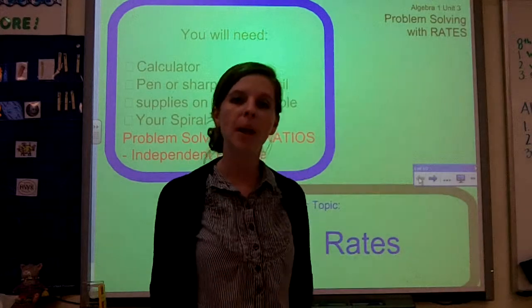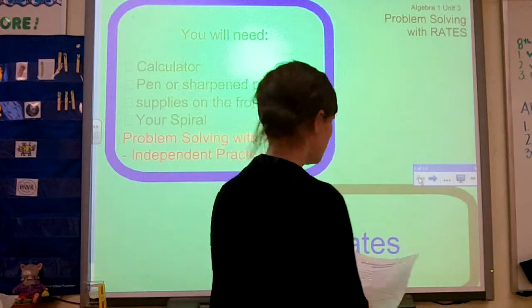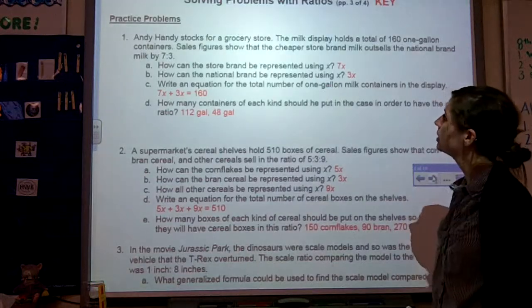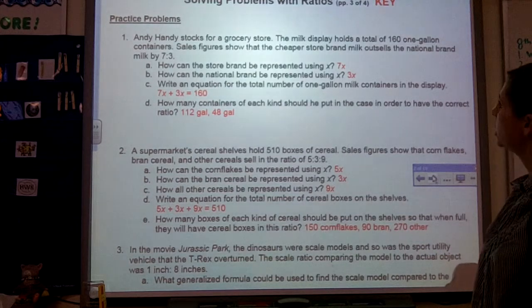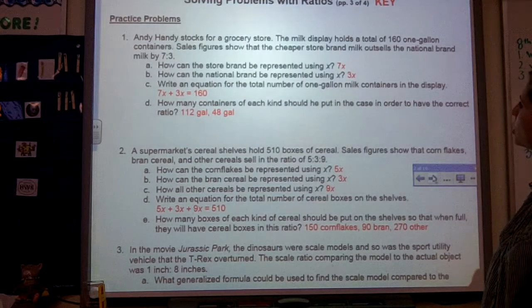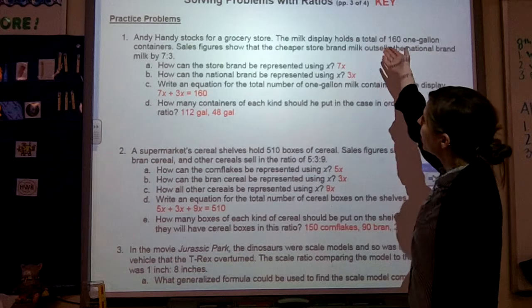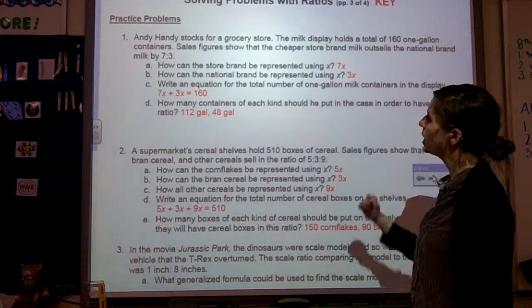All right, please trade papers with someone at your table for your homework from last night. It starts with Handy Andy and Stocking Groceries. The milk display holds a total of 160 one-gallon containers. Sales figures show that the cheaper store brand milk outsells the national brand milk 7 to 3. How can the store brand be represented using X? That would be 7X. The national brand would be 3X.